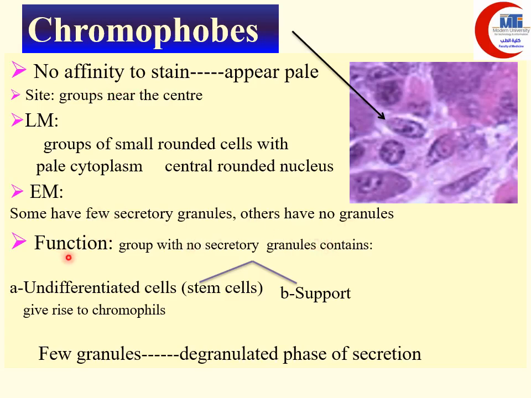What is the function of these cells? These cells have no secretory granules, so they may be undifferentiated stem cells that give rise to chromophils, or maybe support other cells. And the few granules which are present inside represent the degranulated phase of secretion.